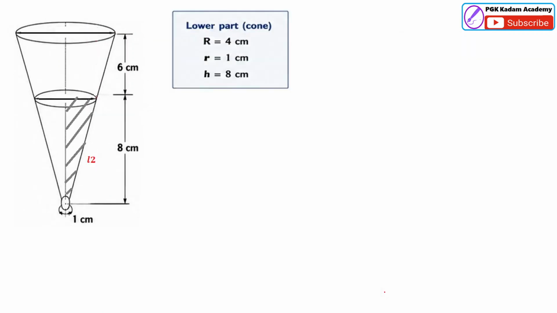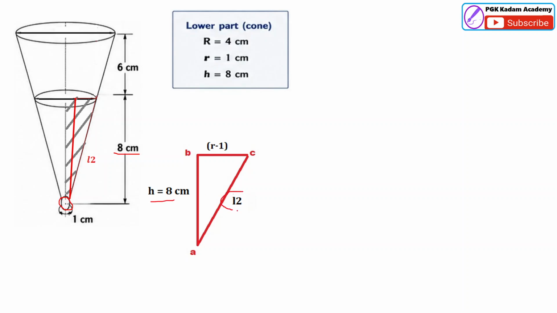Now we have to find out the slant edge of the lower part, the lower part cone. Here dimensions are given. R is the small r. Again, similarly, whatever we have calculated here for the upper part, similarly we will calculate by using this triangular geometry. That is, the BC distance is R minus r, where small r minus 1 is the radius of this small circle here, the lower part. Then height is 8 centimeter here. We have to find out this L2.